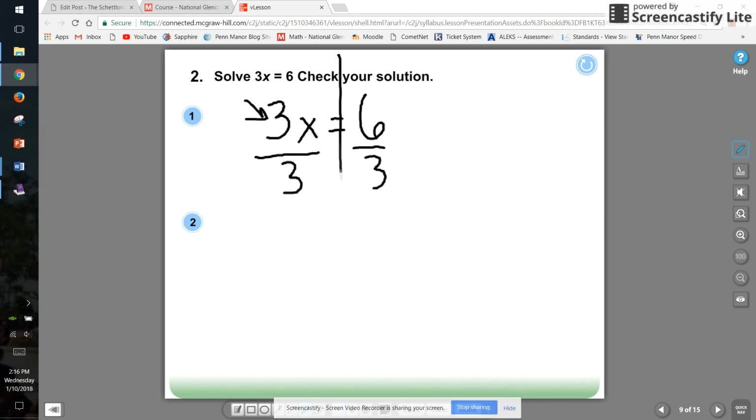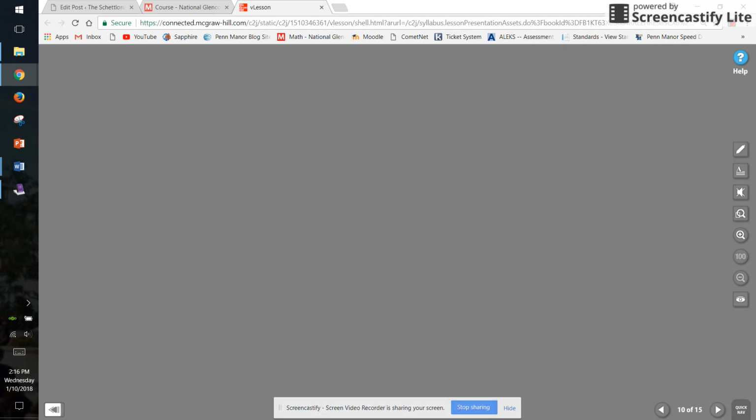Some of us have been using this line to separate both sides. Notice in my first example, I did it and it worked out fine. 3 divided by 3, well, that is 1. 1 what? 1x. And that equals 2. How about a word problem?